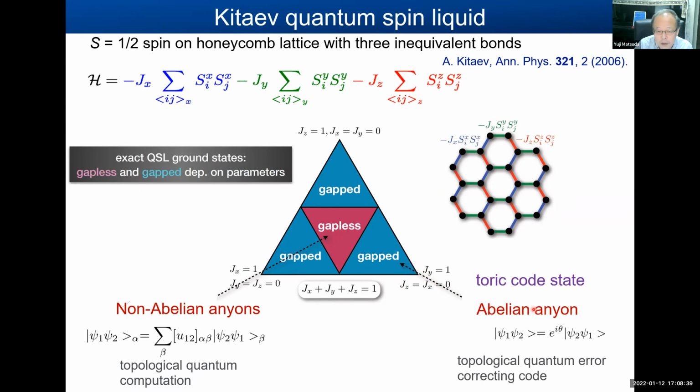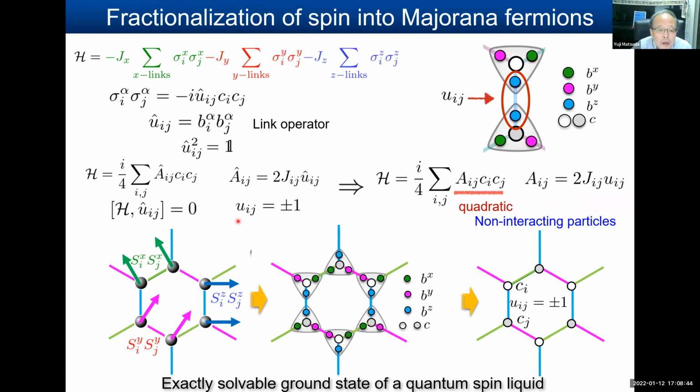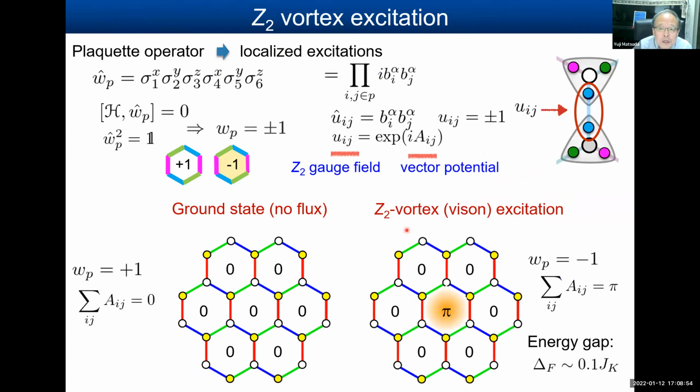By introducing this link operator, Kitaev showed that the strongly interacting spins can be written in terms of non-interacting Majorana fermions. The excitation from this quantum spin liquid is a Z2 vortex, which is localized. Introducing this plaquette operator, which commutes with the total Hamiltonian and takes a value of plus or minus one: in the ground state, all of the plaquettes have W_p equal to plus one. The excitation is W_p equal to minus one, and the excitation is called a Z2 vortex or a vison. The vison has an extra energy gap. That summarizes the result.